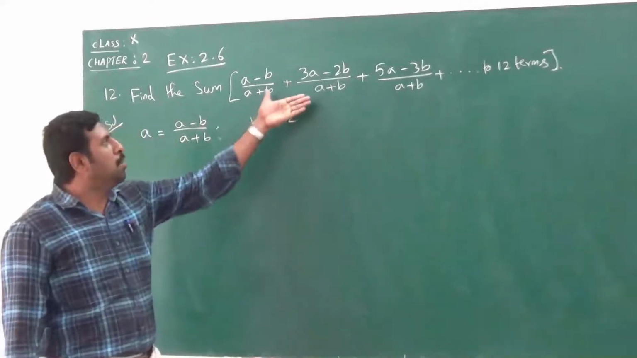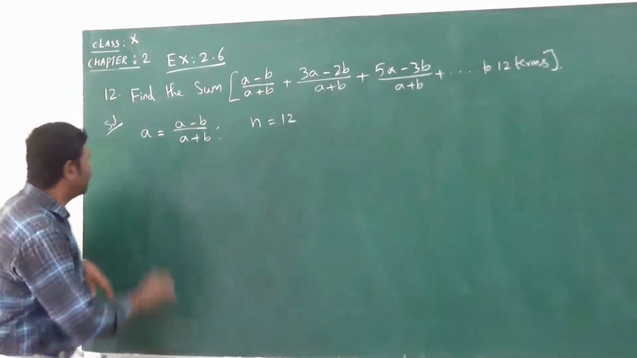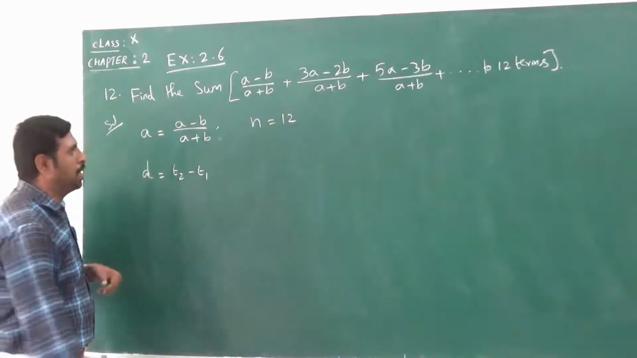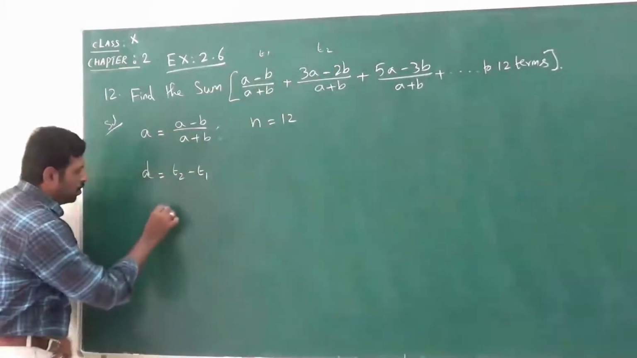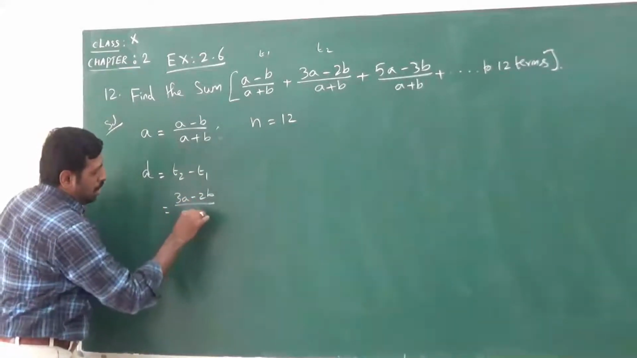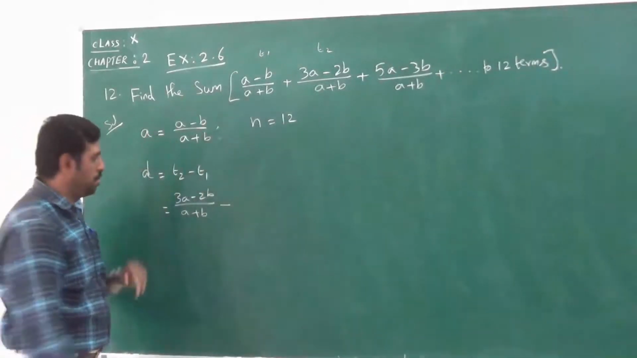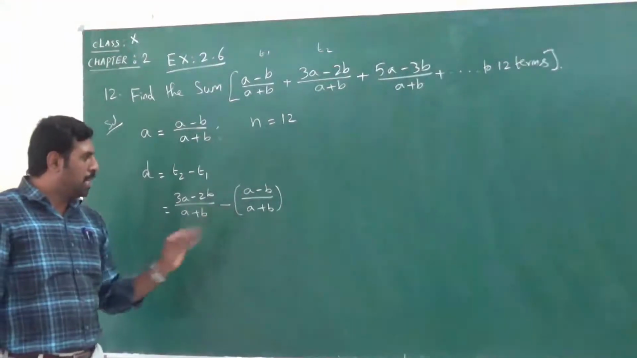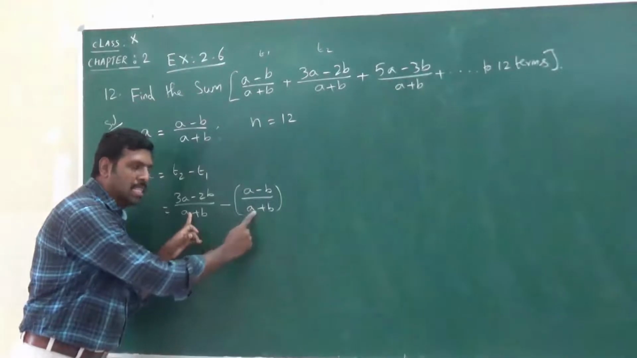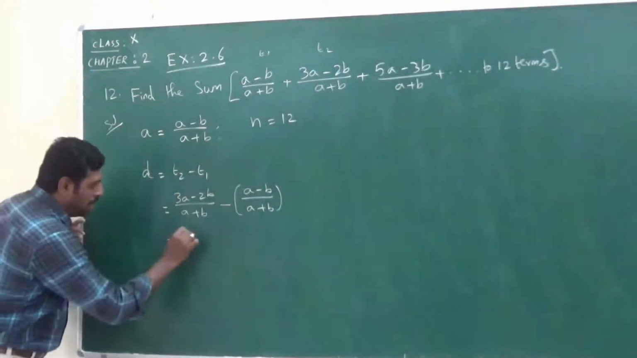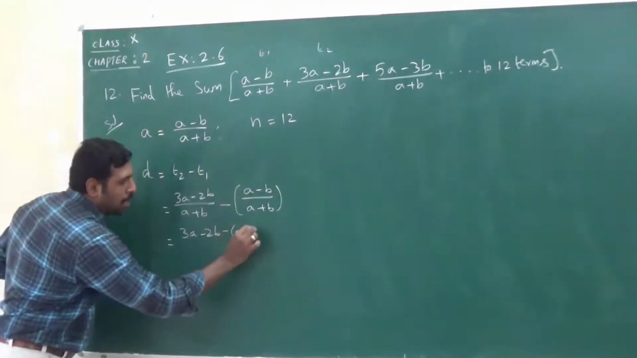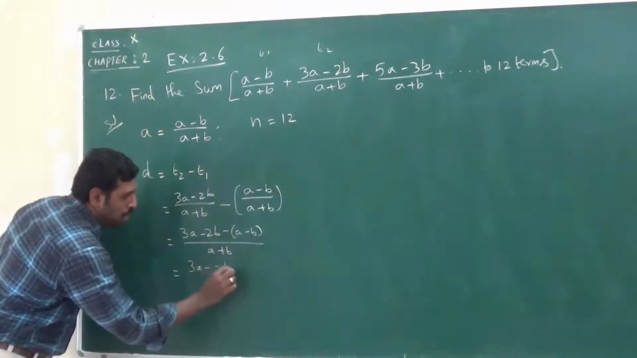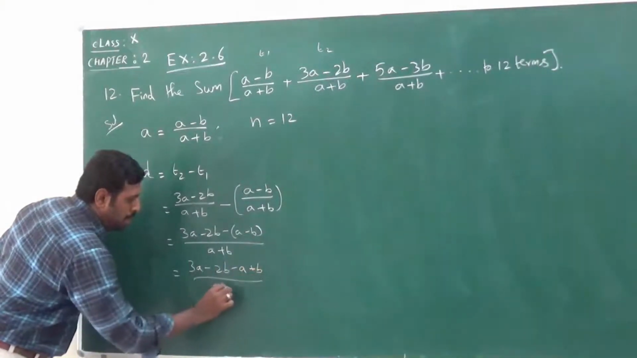Now we can find the common difference of this series. We know that d is equal to the second term minus the first term. Here the second term is (3a minus 2b) divided by (a plus b), and this is the first term. So the second term, (3a minus 2b) divided by (a plus b), minus the first term, (a minus b) divided by (a plus b). When we remove this bracket, we get the negative value. The denominators are equal, so we can subtract the numerators directly: 3a minus 2b minus a plus b, divided by a plus b.